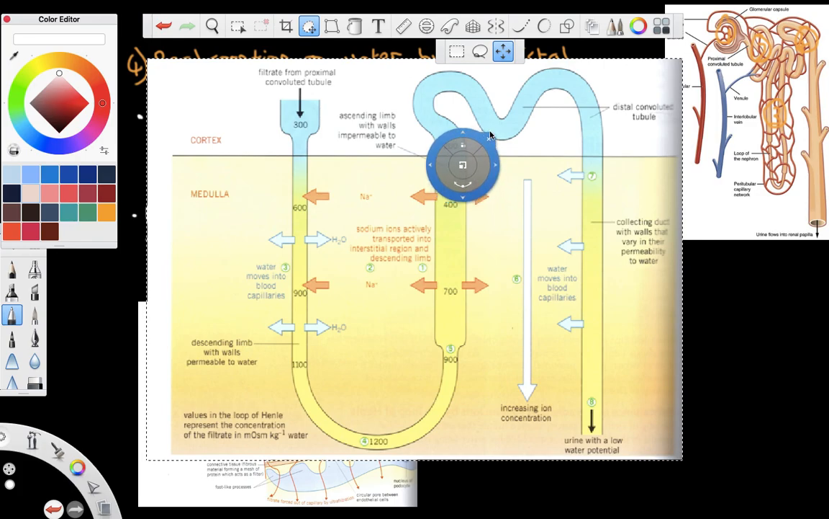Okay? As water moves through the distal convoluted tubule in the collecting ducts, water moves into blood capillaries from a more dilute concentration inside the collecting tubule into a more concentrated solution outside of it.